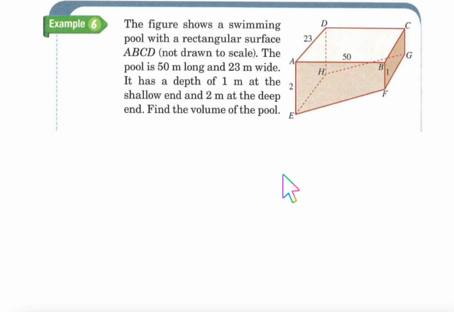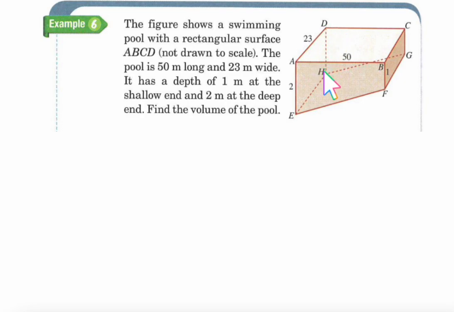Let's look at this one. This example says the figure shows a swimming pool with a rectangular surface, ABCD, not drawn to scale, meaning it's going to look weird, like the 23 should actually be way smaller than the 50, so it's not precise, this picture. The pool is 50 meters long and 23 meters wide.